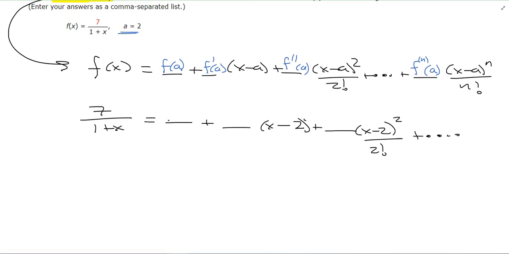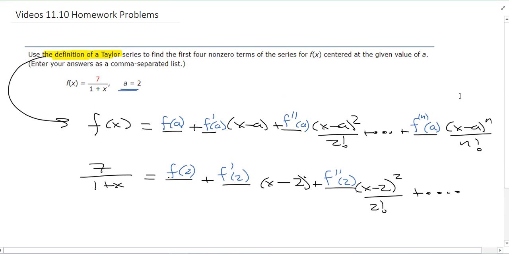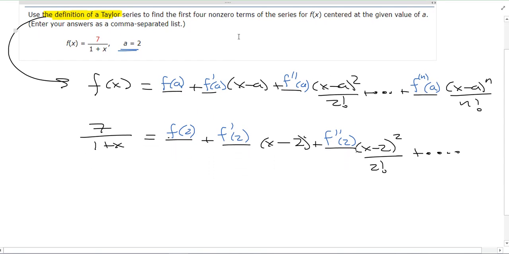So what are the blanks? Our first blank is going to be f of 2, then f prime of 2, then f double prime of 2, and so on until you get to the nth derivative evaluated at 2. Now in this case, we're only going to the first four non-zero terms. I'm going to do it in general just to do the full example, but technically for your homework, you will stop after the first four non-zero terms. So it's not the first four terms, right? It's the first four non-zero terms.